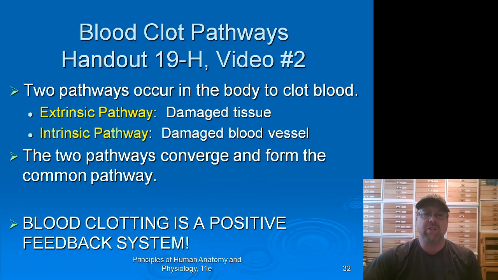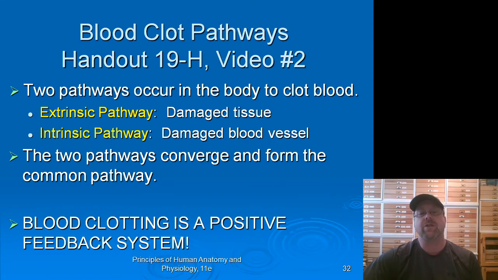So the extrinsic pathway is going to deal with damaged tissue, like you cut your skin. The intrinsic pathway is going to be dealing with damaged blood vessels. So a blood vessel that's compromised and is forming a platelet plug is going to undergo the intrinsic pathway. These two pathways converge to form what's called the common pathway. And I will explain this with Handout 19H.